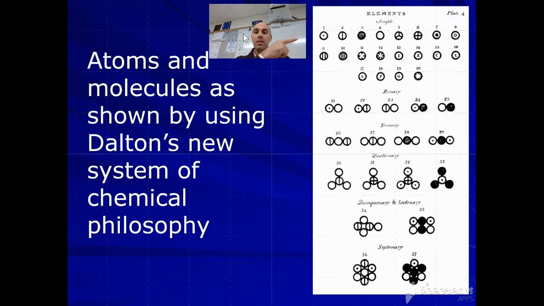Right there. That's his periodic table. Atoms and molecules are shown using Dalton's new system of chemical philosophy, classifying these atoms, molecules, and compounds in a way that was known at the time. For something to be a theory, we have to have a set of rules to follow, and these rules have to be proposed and they have to withstand time. And that's exactly what Dalton's atomic theory did. He proposed these rules, and they were supported and they withstood time.